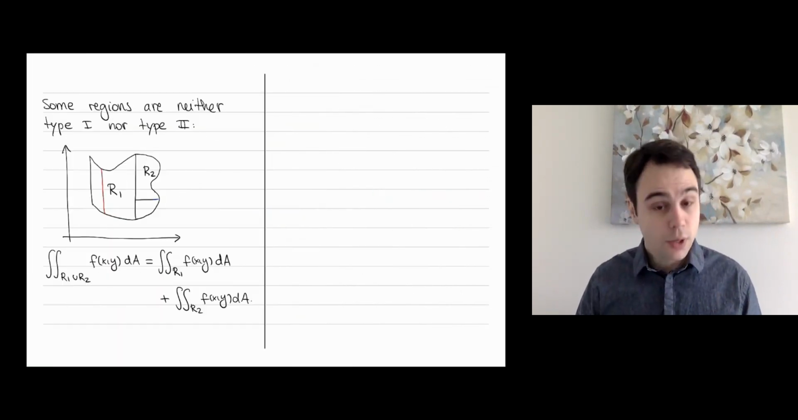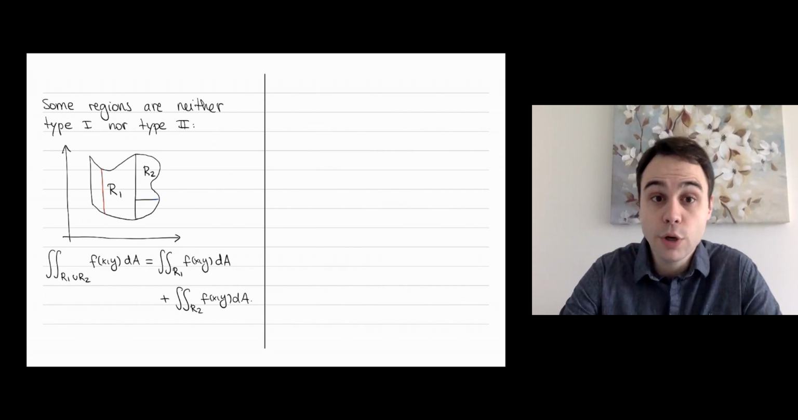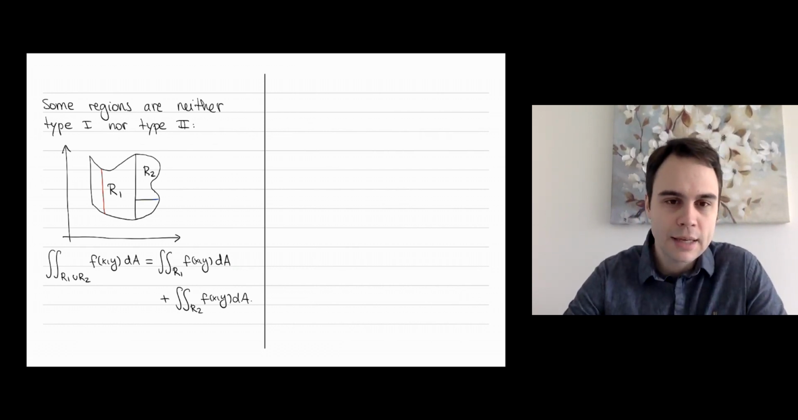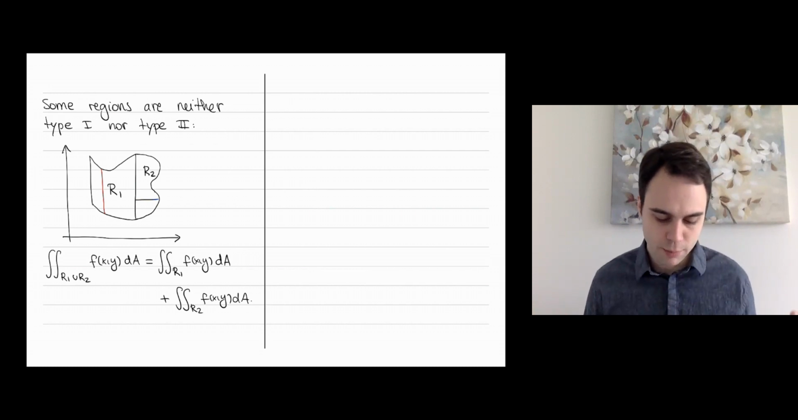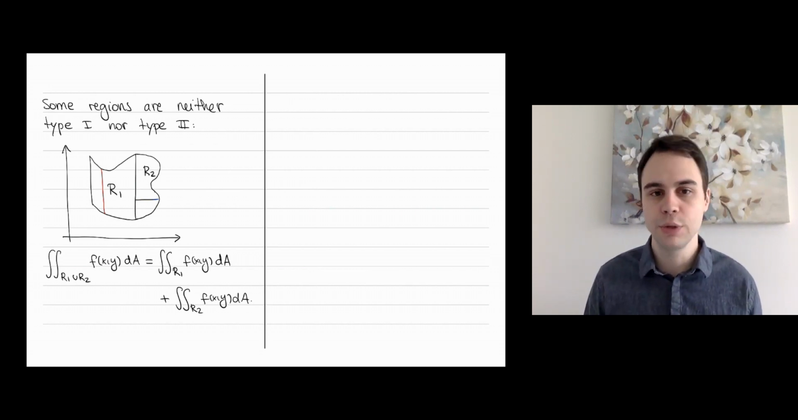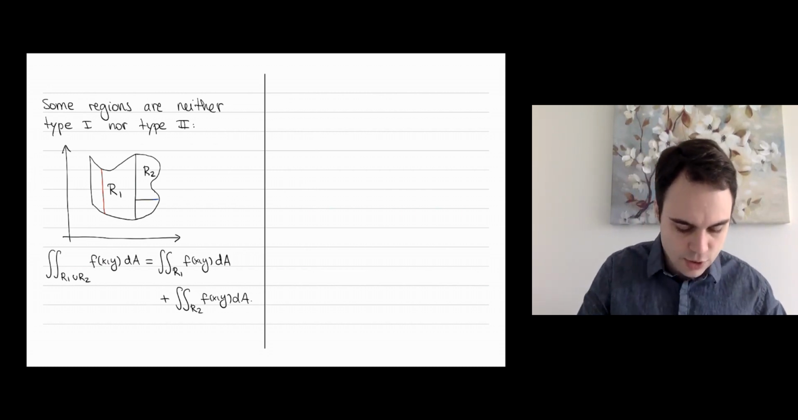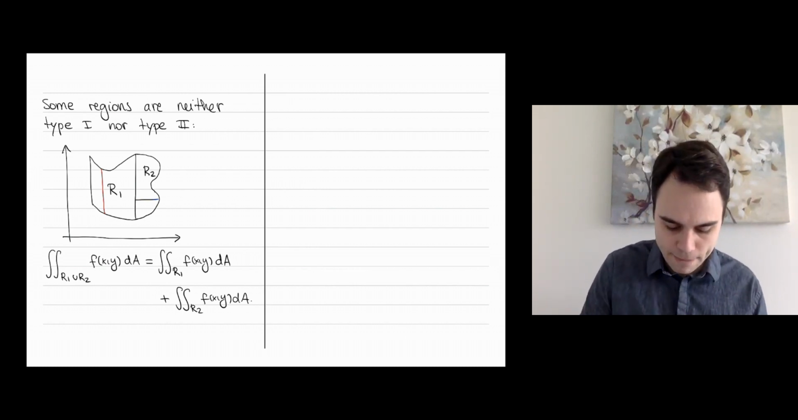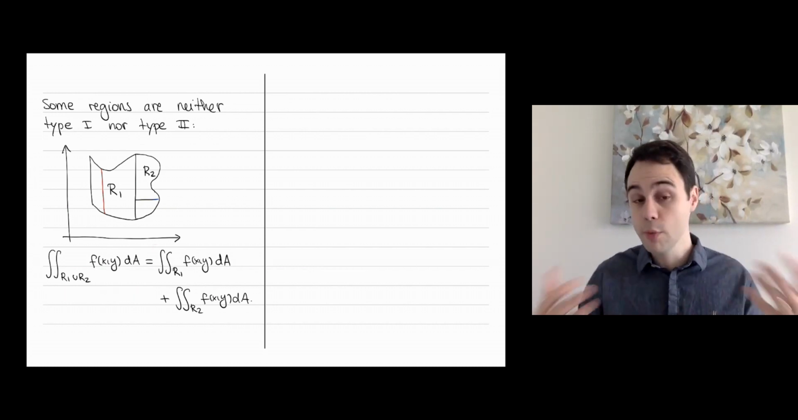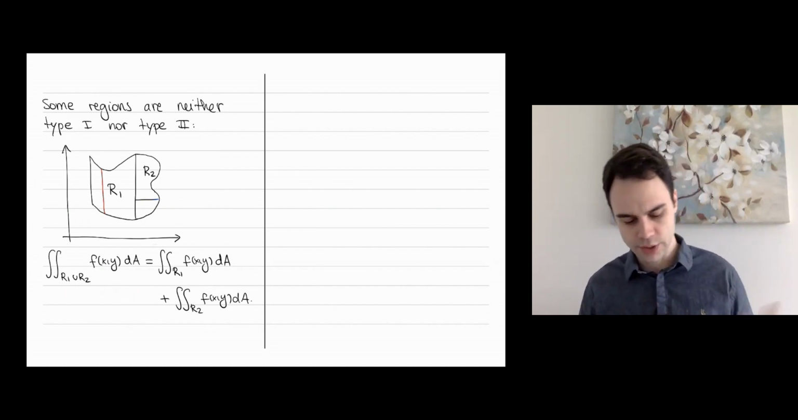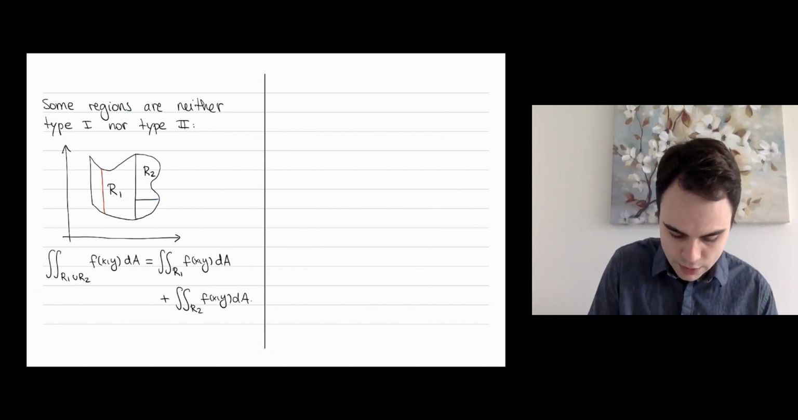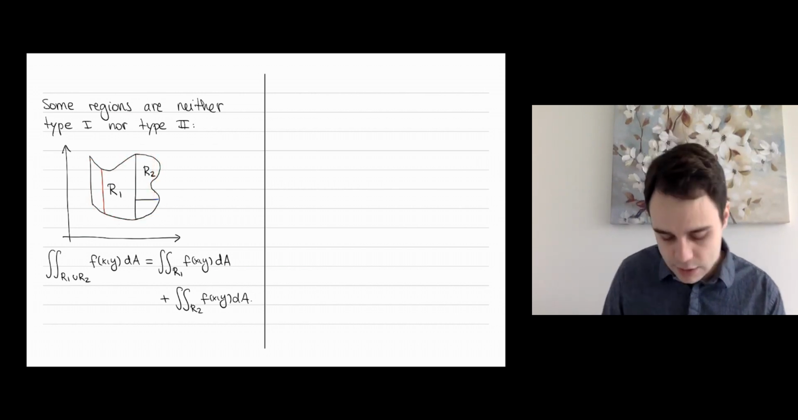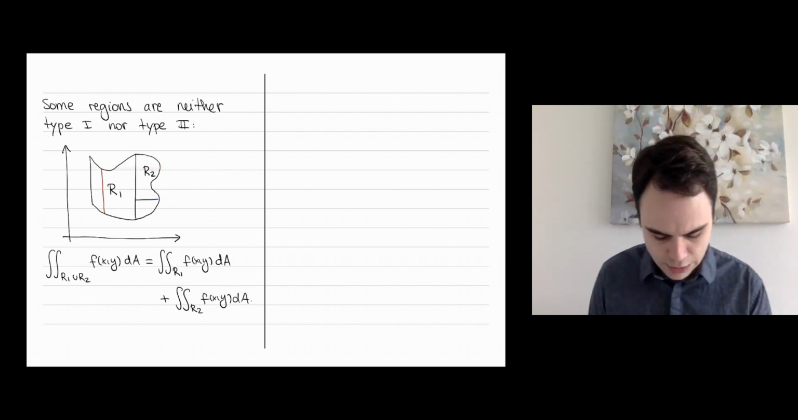Now, I should make the final point here, that some regions are neither type 1 nor type 2, and then you might be stuck about how to set up an integral for such regions. And the solution is that even though not every region is of type 1 or type 2, you can always break it up into a number of regions which are of either type 1 or type 2. So in this example, the whole region is not of type 1, because if I draw this vertical line, I get two segments. It's not of type 2. If I draw this horizontal line, I get two segments.